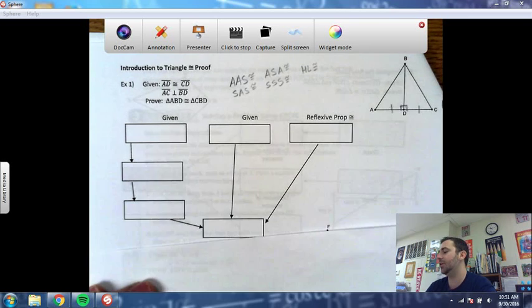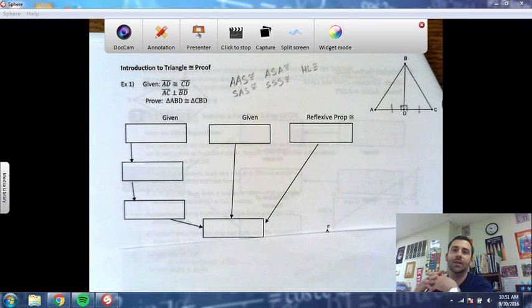Then, looking at the picture, we look at the different things that we can assume from the picture. There are only really three things that we can assume from a picture. We can assume that congruence is reflexive, so with a shared side or a shared angle. We can assume a linear pair, which would be supplementary angles. And then we can also assume vertical angles, which by the vertical angle theorem tells us that the angles are congruent. So those are the three things that we can assume from a picture.